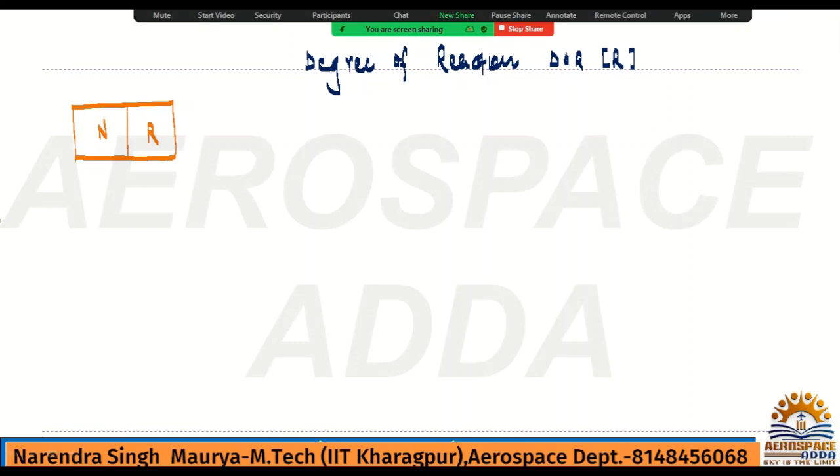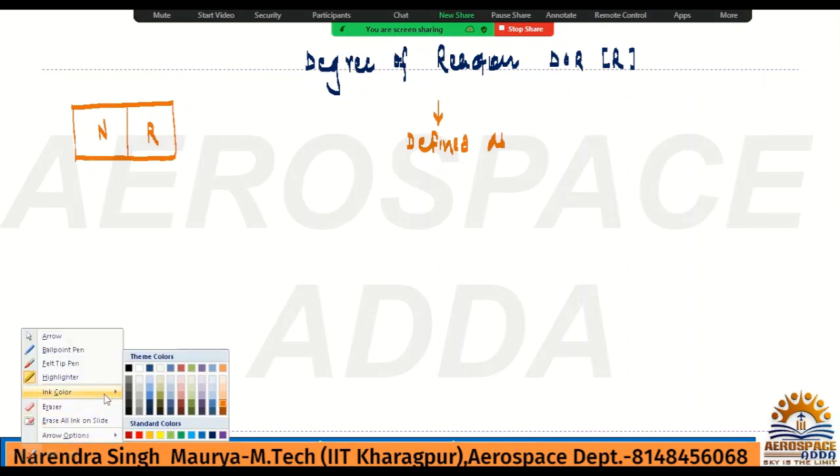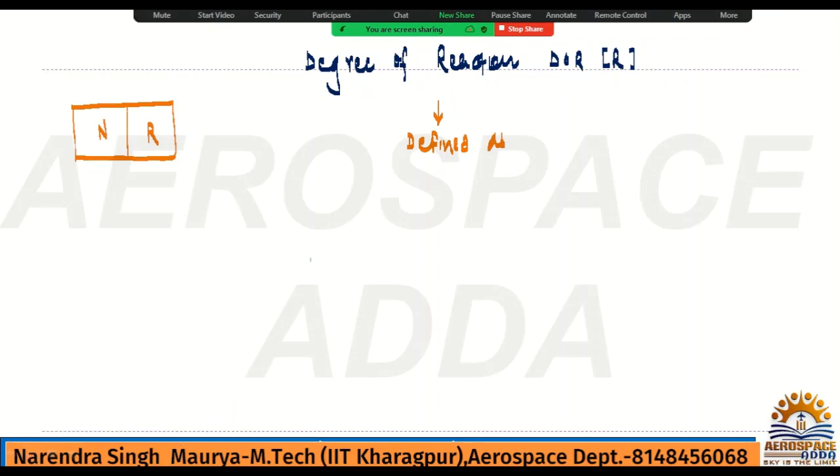All right, so it is defined as, because many things I have explained for the degree of reaction in a compressor, so I'm just taking a shortcut for this because already you know that definition and all. So formula I will write.